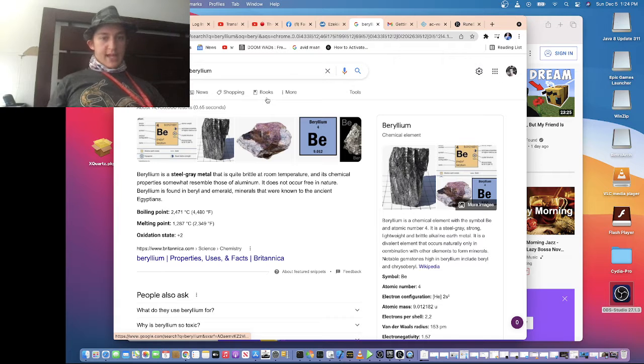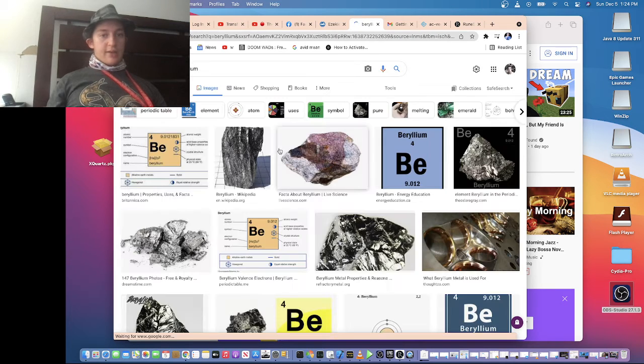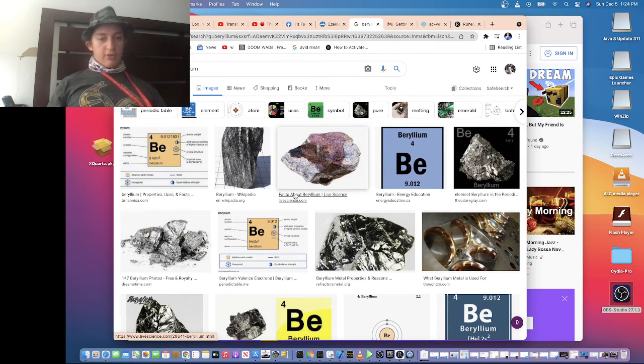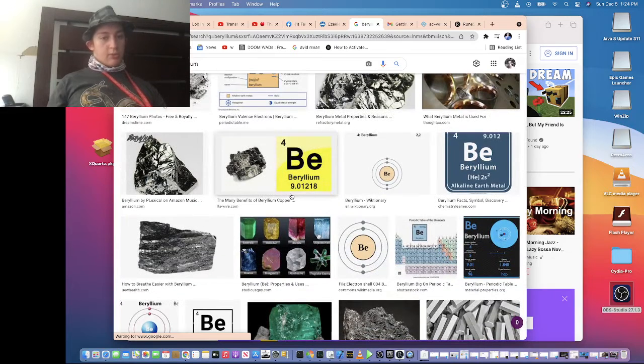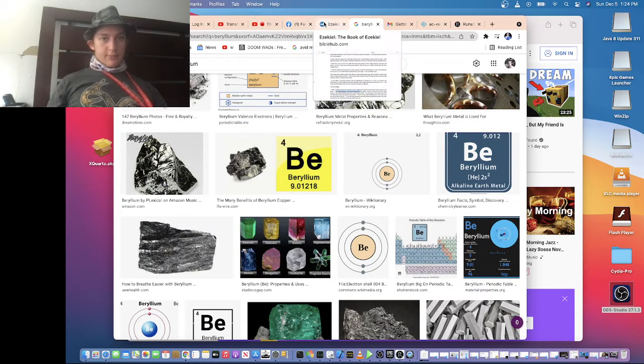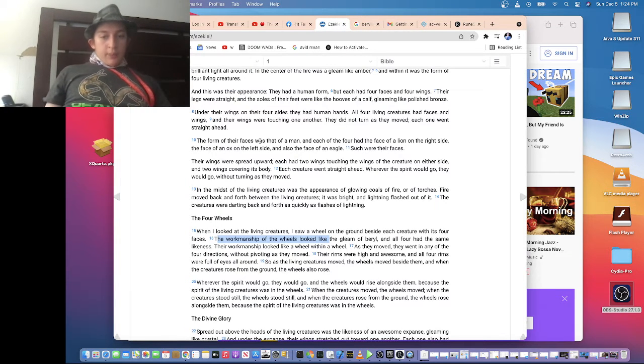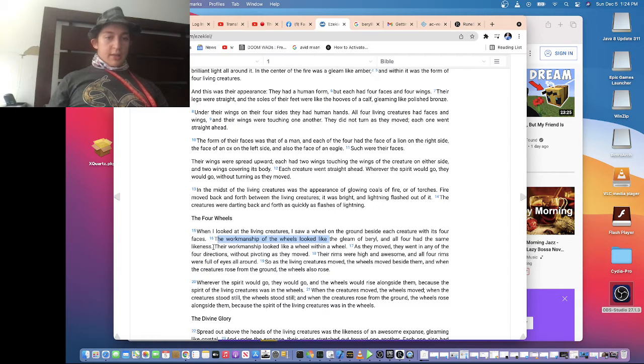Beryllium. It's a steel gray metal, and it is used nowadays to make the interior and the exterior of the wheels. So let's keep reading. All right. It was like all had the same likeness. So they're all the same. All the wheels are the same.